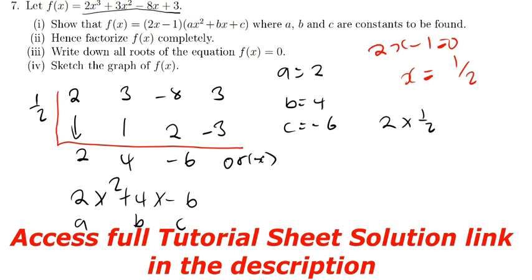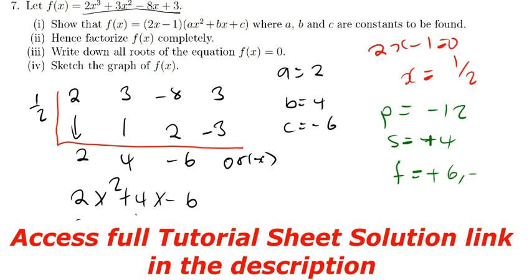To factorize completely, I already have this. So I'll just come direct and use product and sum. The product is 2 times -6, that is -12. Sum is +4. Then the factors I expect are +6 and -2. So it will be 2x squared plus 6x minus 2x minus 6. Factor out 2x, I'll remain with x plus 3. Factor out -2, I'll remain with x plus 3.